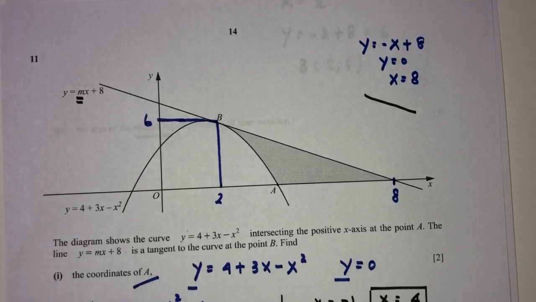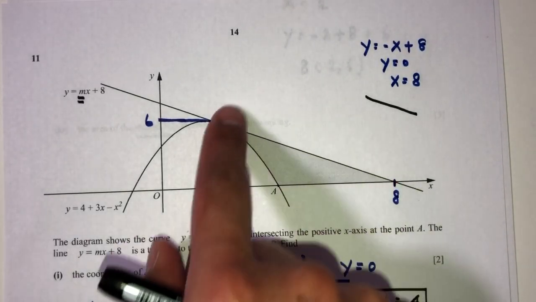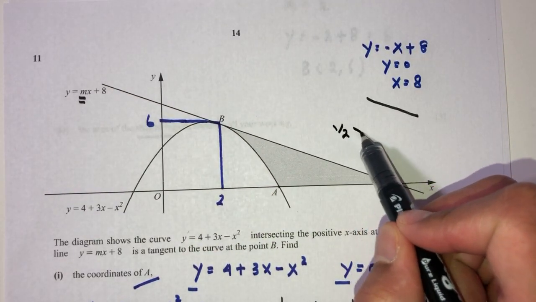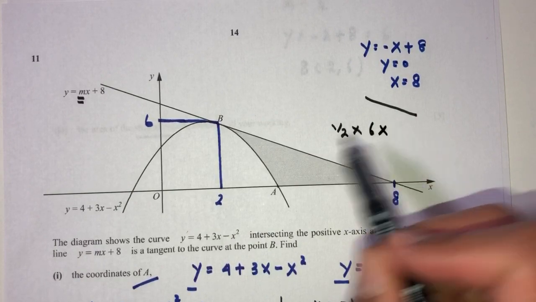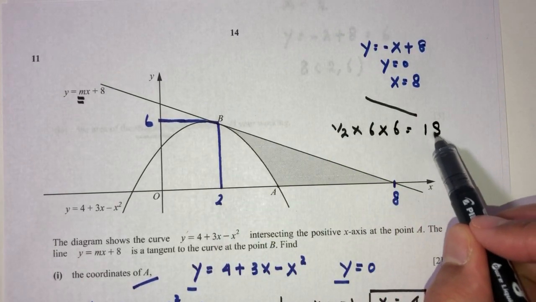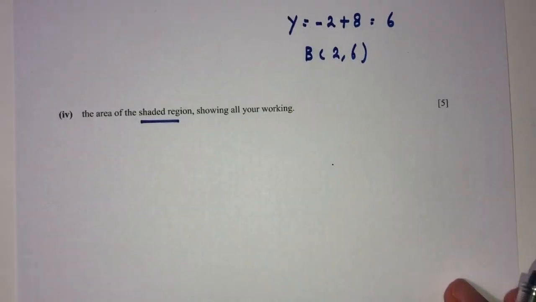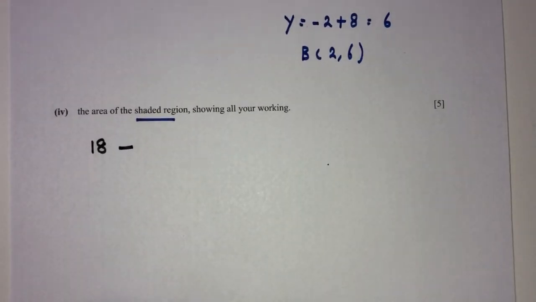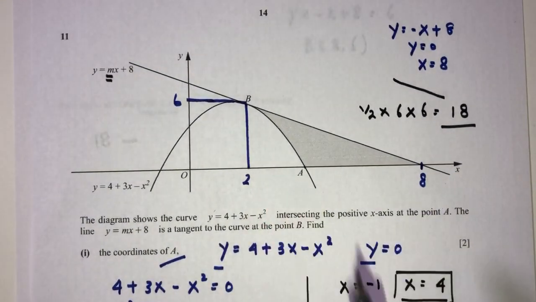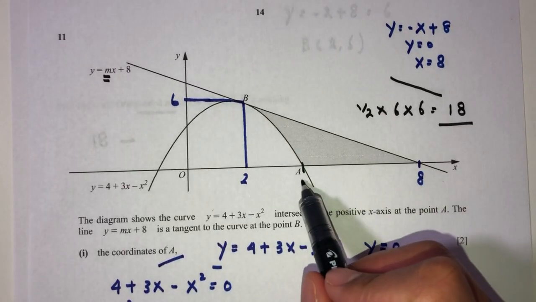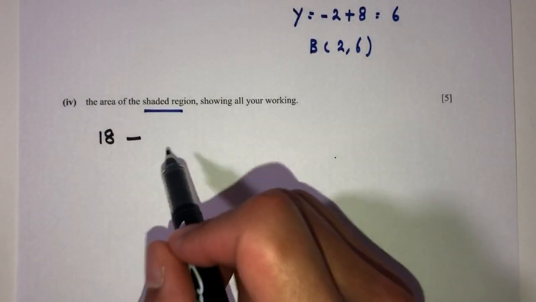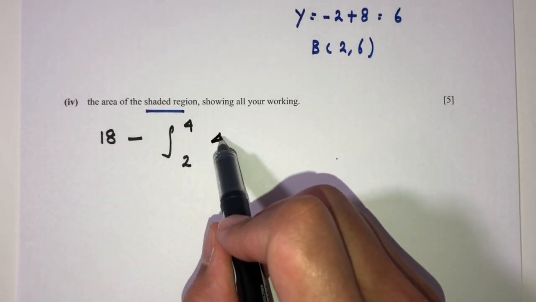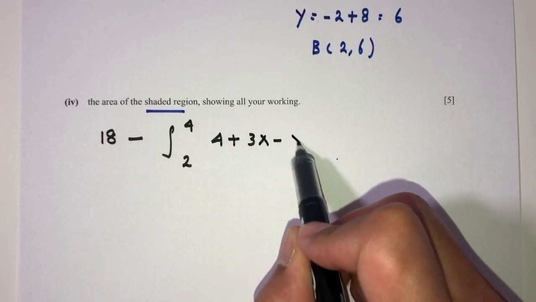So how do you find this area? If you observe, it is area of the triangle minus area below the curve. So what is the area of triangle? It is half times base, that will be 6. Height is also 6. That will be 18. That's the big area. So that is area of triangle minus area under the curve. What is this point? This is 4. So minus integration from 2 to 4 of the curve. The curve is 4 plus 3x minus x squared dx.